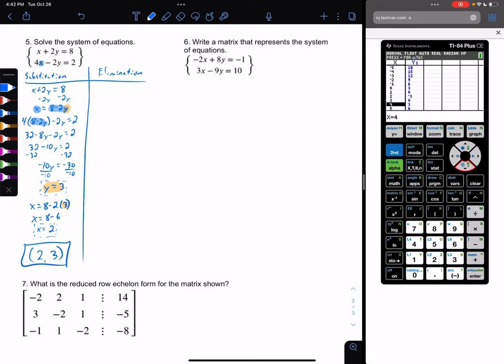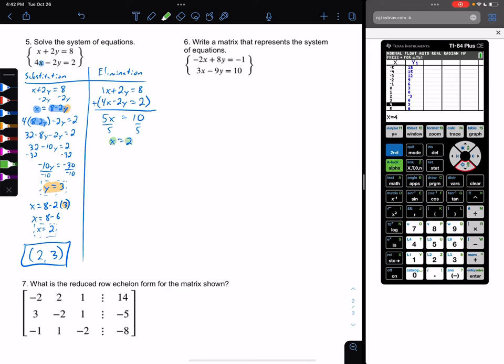Now, let's say I wanted to use the elimination method. This problem, the elimination method, was actually easier. So I'm going to write my two equations from the previous video, and I'm going to add them up. So this is a 1x. 1x plus 4x is 5x. 2 plus negative 2 cancels out. 8 plus 2 is 10. So this becomes a very easy problem to solve. X would be equal to 2.